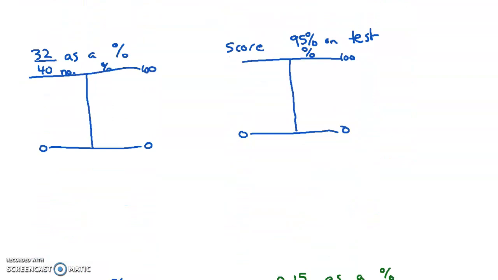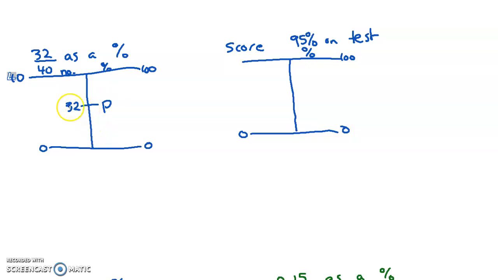If I've got 32 out of 40 on a test score, what is that as a percentage? Well, if I scored 100%, what would I have scored? How many marks would I have earned? I would have scored 40 marks. I scored 32, and I would like to know what 32 marks is as a percentage.